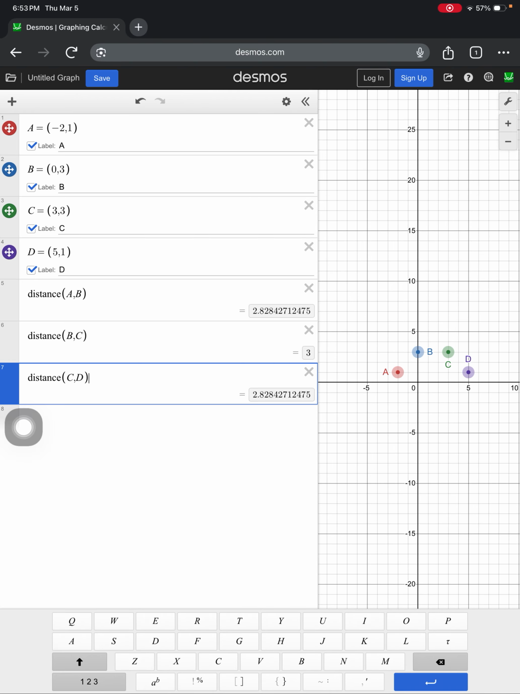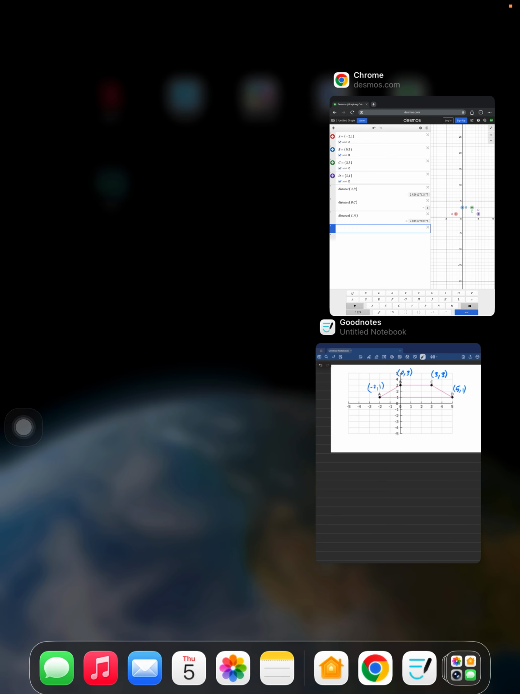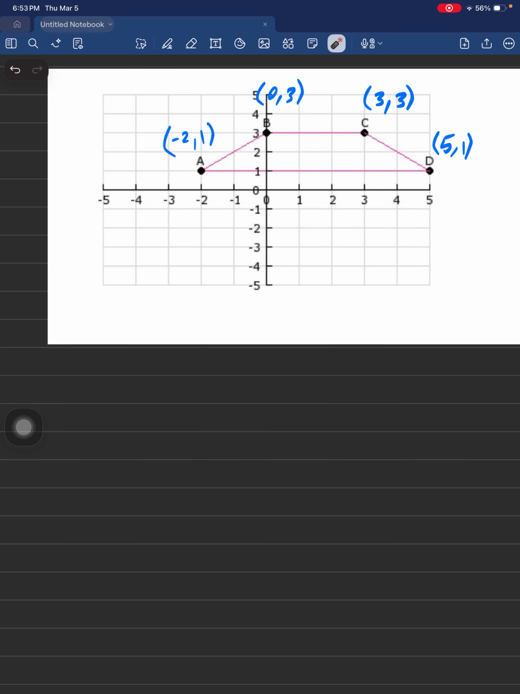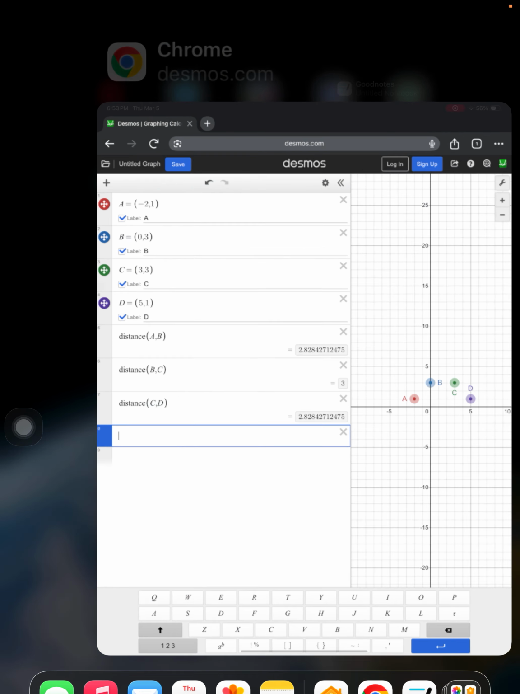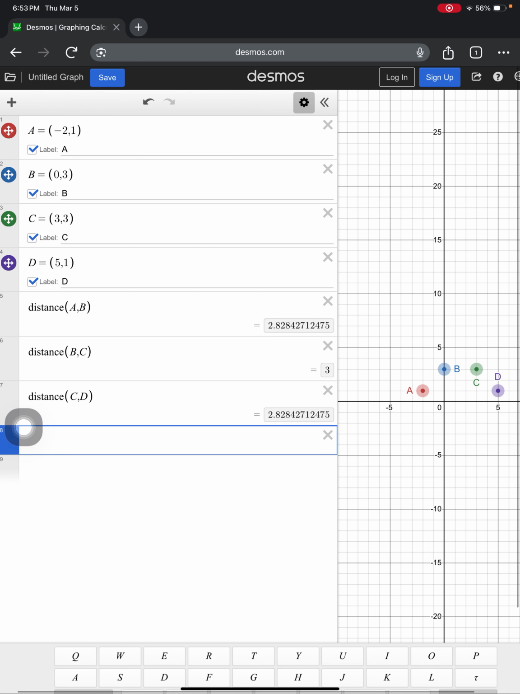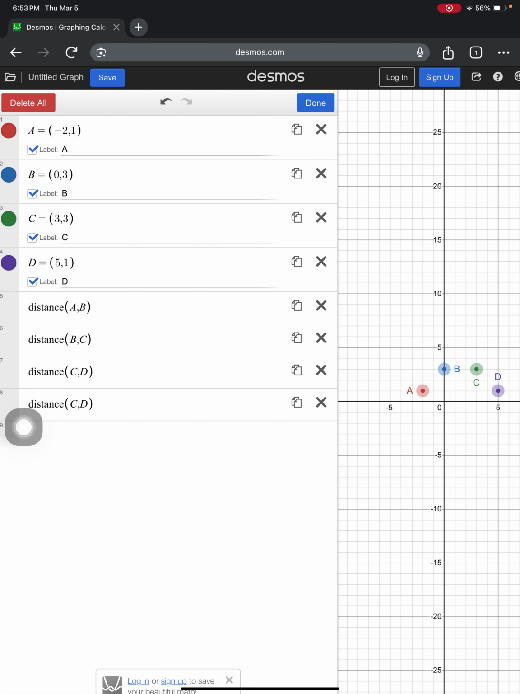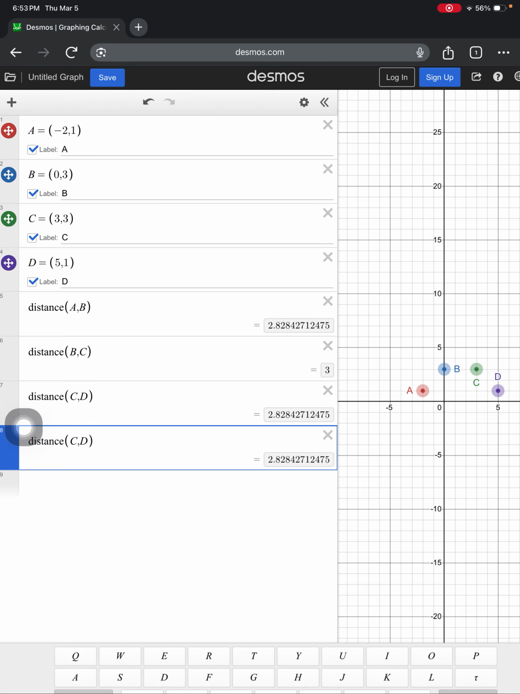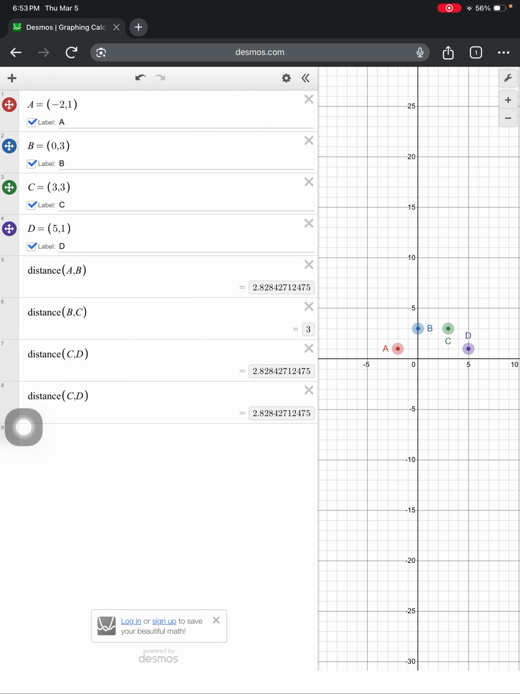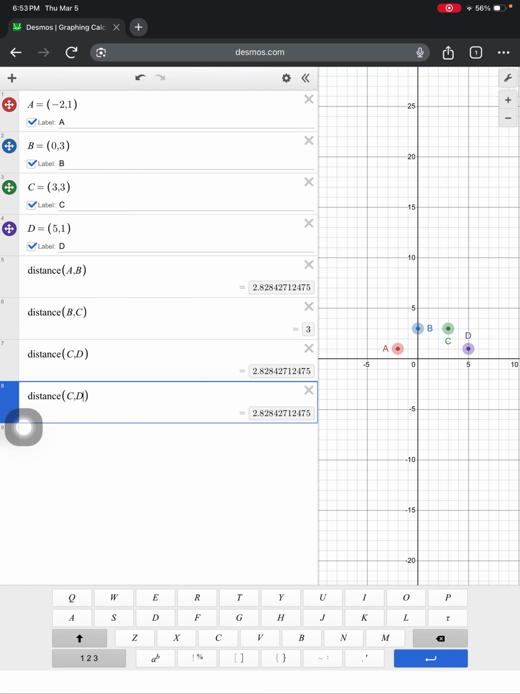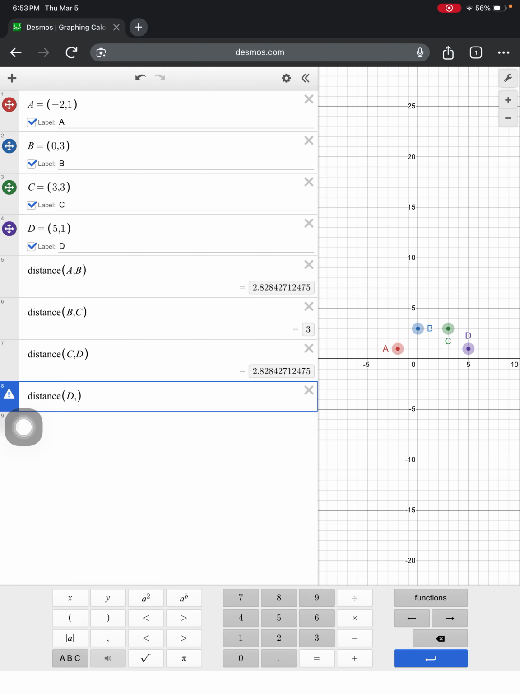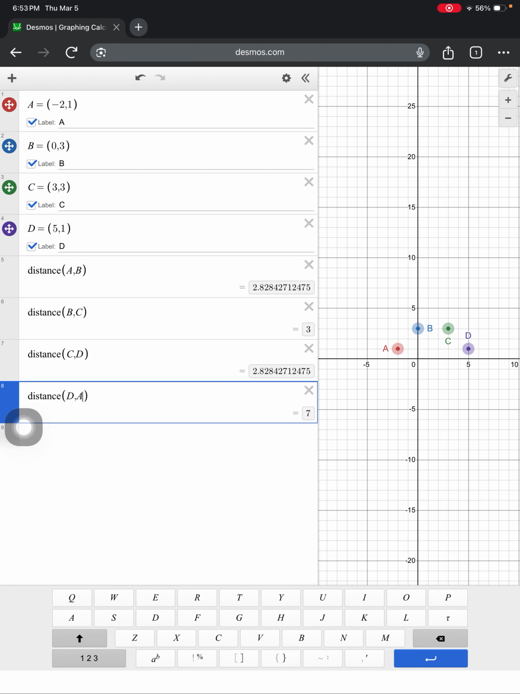The last one, which is the segment DA, we can use the same strategy by copying, and then for example here DA, which is 7. To find the perimeter, as we said at the beginning of the video, we need to add it all together.